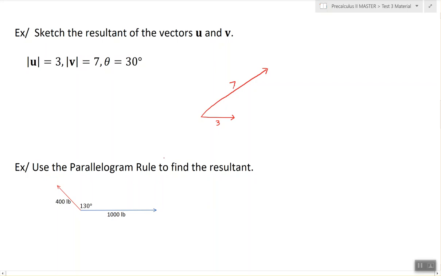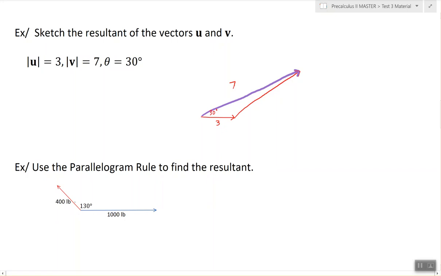We want to sketch the resultant of those two vectors. So what we can do with this 30-degree angle here, we can move this vector over, so we can do the head to tail method on this, and thereby have the beginning to the end of the resultant vector, which is going to look something like this. Just either use a straight edge or just try to be as careful as you can when you're drawing that.